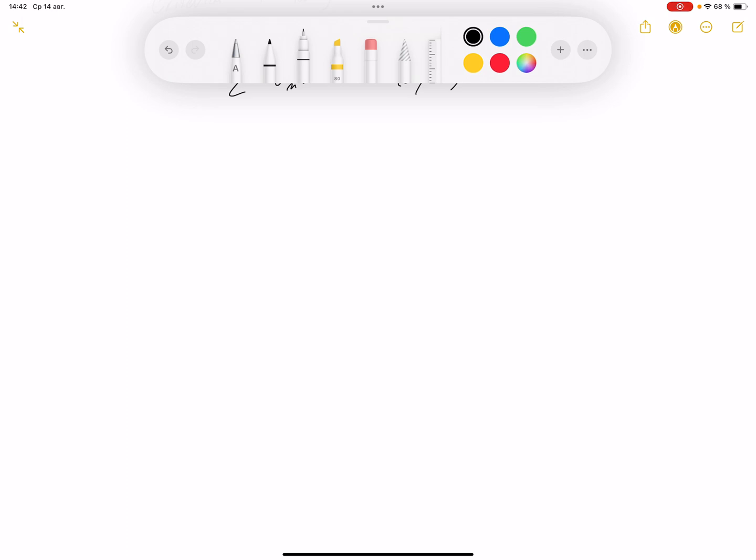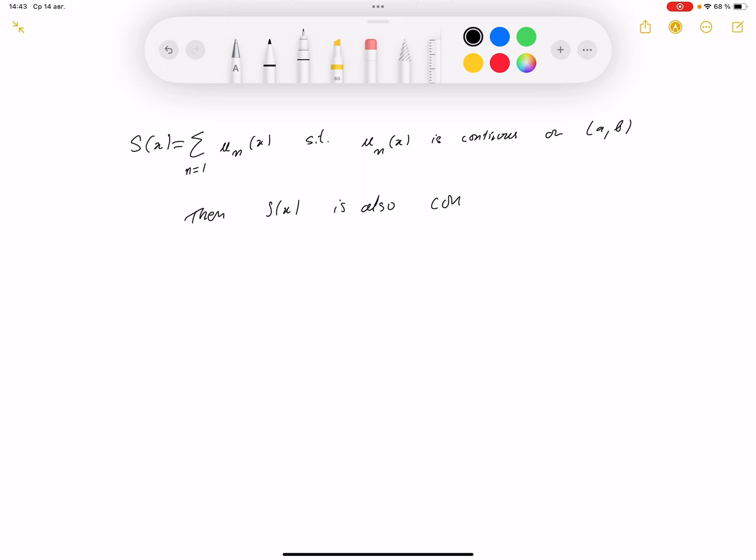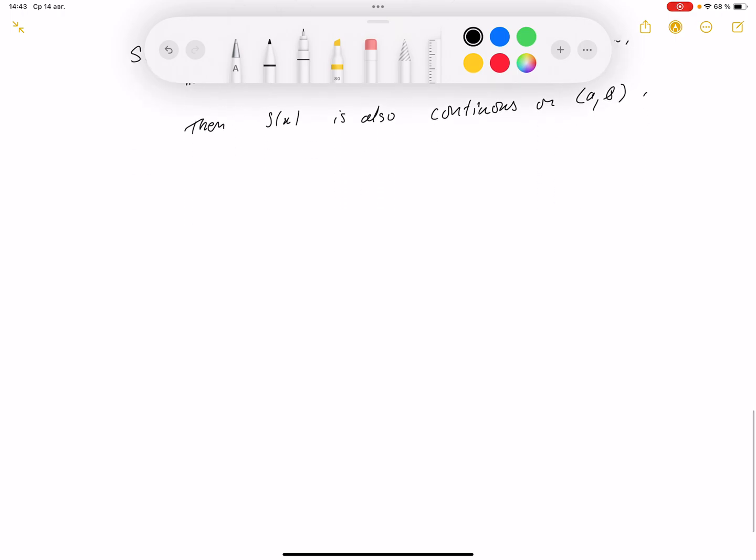So let's define this mathematically in honor of David Hilbert. If we define some series of terms which are functions of x, such that u of n of x is continuous on [a, b], on this interval, right? Then let's define this as s of x. S of x is also continuous on [a, b], right? Now let's prove this.